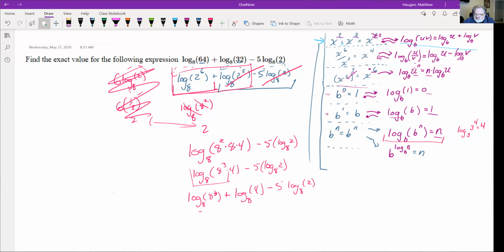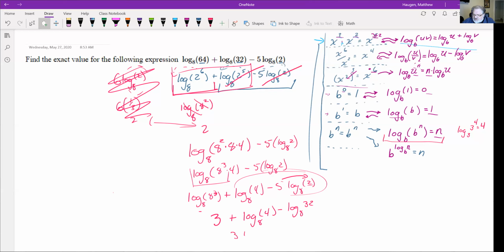Log base 8 of 8 to the 3rd is 3. Plus, well, this is still kind of irritating over here just because of that 2. But let's put that 5 up there. Why not? We're certainly allowed to. So log base 8 of 4 minus log base 8 of 2 to the 5th, which is 32.